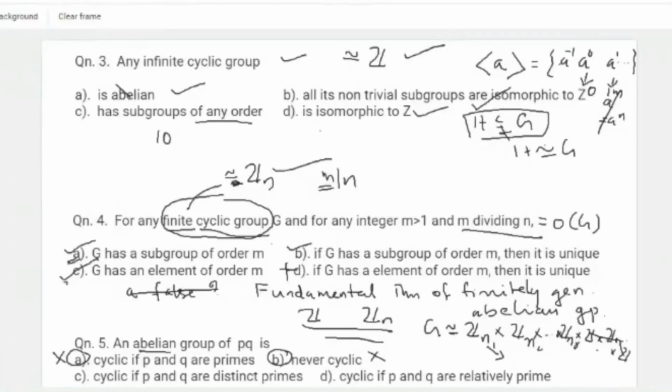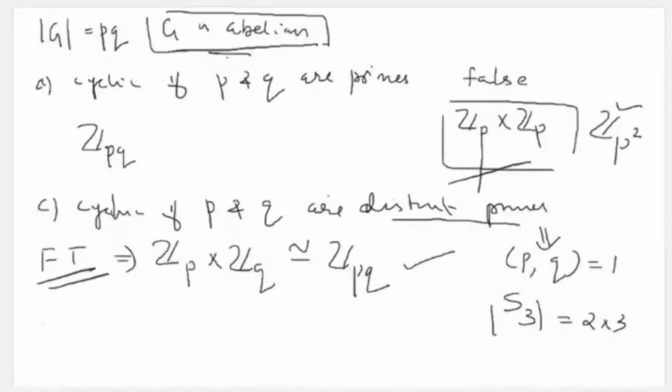Okay, so let's go to the fourth option. The fourth option is cyclic if P and Q are relatively prime. That is option 4. P and Q are relatively prime means their only common divisor is 1. Here you can look at examples, because the only fact is that the order of G is the product PQ, and P and Q are relatively prime.